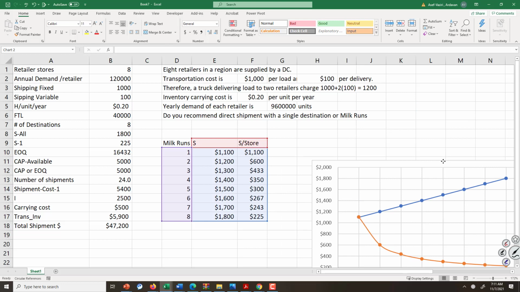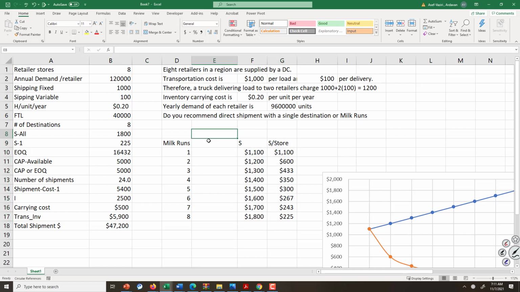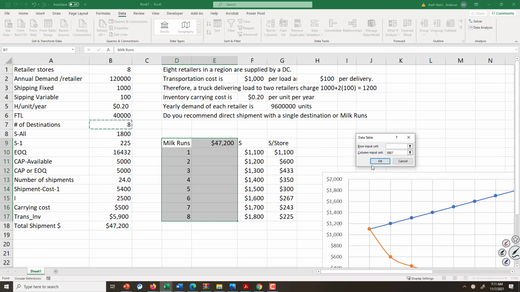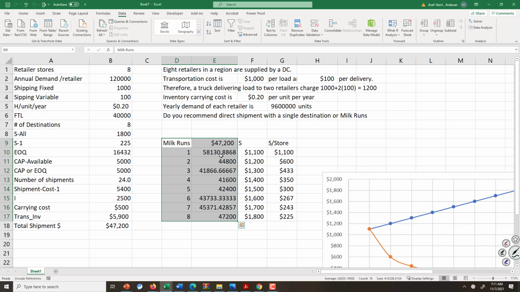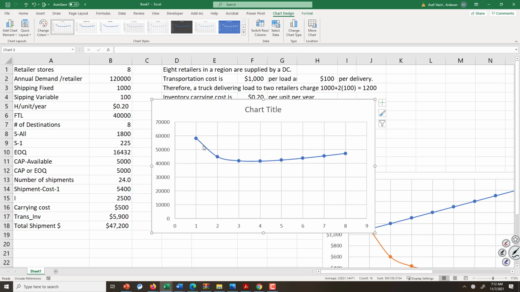I can also do this. This one, put it over there. Come here and type equal to this one. I mark all of this. Data, what if analysis, data table. I have typed my data in a column, and that is the number of destinations. So the total cost comes down and then goes up.